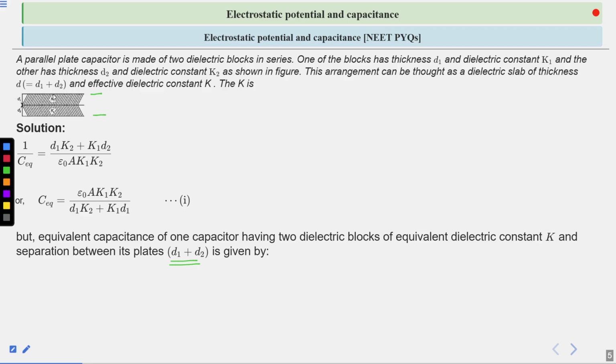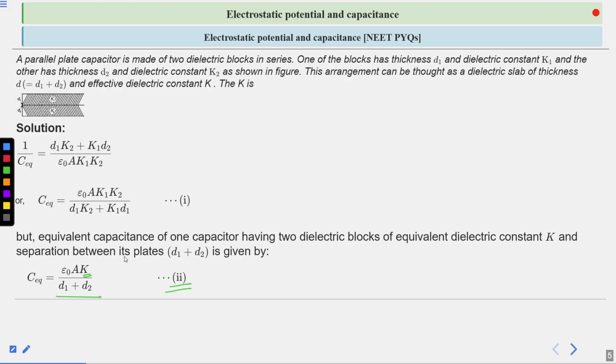We will assume that the equivalent capacitance of these two dielectrics will be K, and the separation between the plates of the capacitor is D1 plus D2. Now the equivalent capacitance will be given as epsilon naught A K, where K is the equivalent dielectric constant due to both dielectric blocks, upon the total separation between the plates, D1 plus D2. Mark it as equation 2.